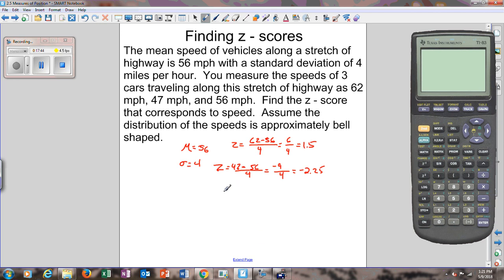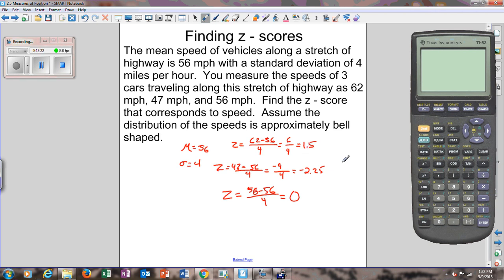Your last Z-score would be 56 minus 56 over 4. That's 0 divided by 4, which is just 0. Important part that I skipped is assuming the distribution of the speeds is approximately bell-shaped. That's when you really use your Z-scores, is when it's a bell-shaped curve. But anyhow, this tells you that 62 is 1.5 standard deviations above the mean.